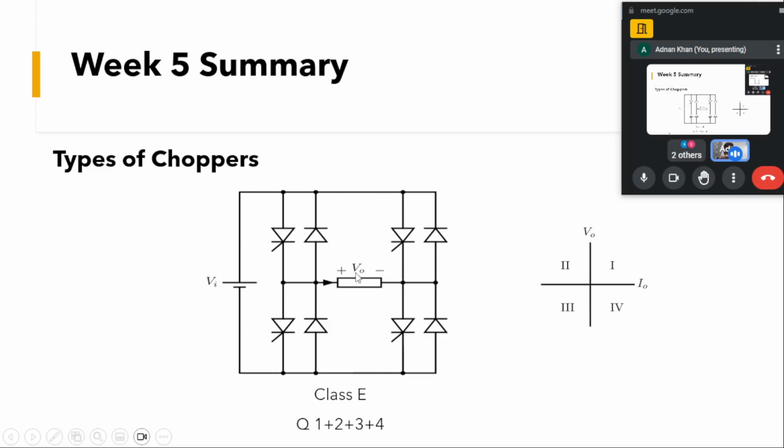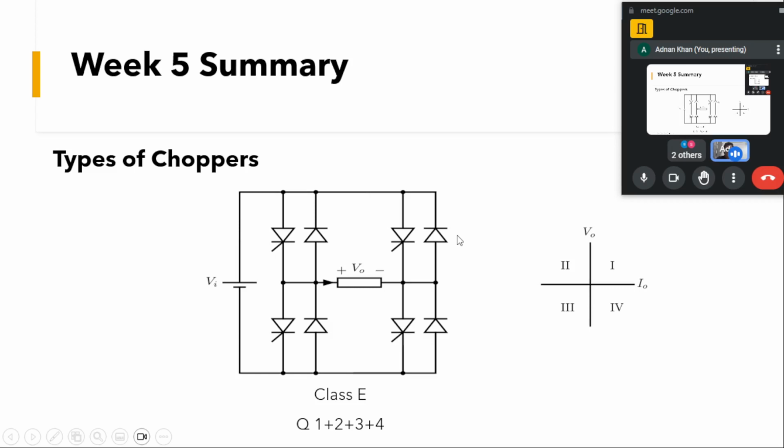If the positive current is in this direction and this and this device are on, it can flow through here. Negative current, or positive, can flow through this anti-parallel diode. This will depend upon the switching that you are giving to these control devices. So with this kind of circuit, you can have all four quadrant operations: operation in the first quadrant, the second quadrant, the third quadrant, and similarly the fourth quadrant.